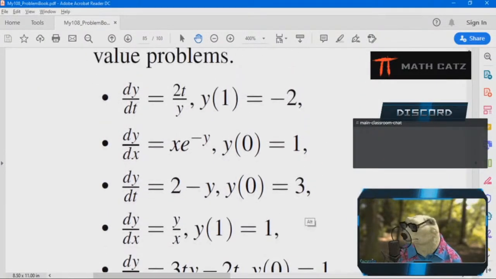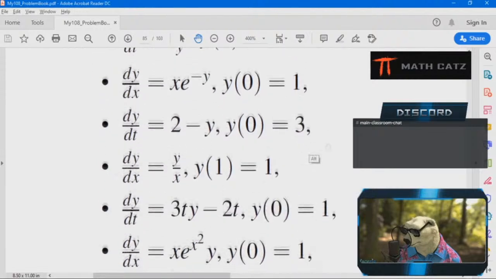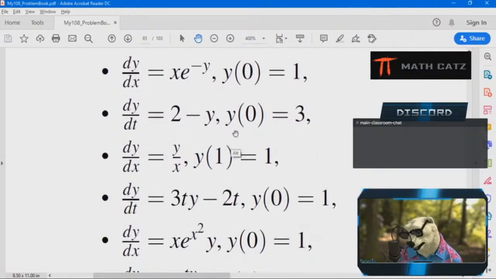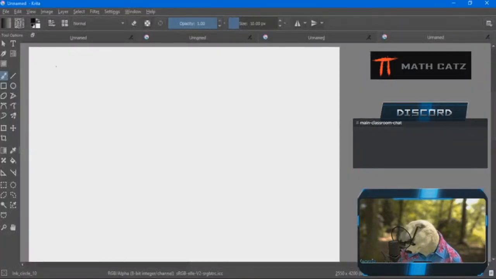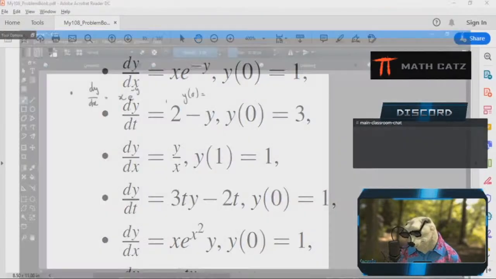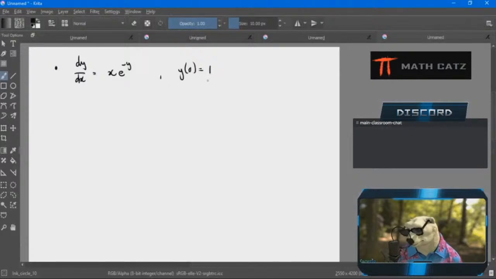Let's see. Oh, I want to do both of the first two, right? So this is the next one. dy/dx equals x times e to the negative y, and y of 0 equals 1. All right.